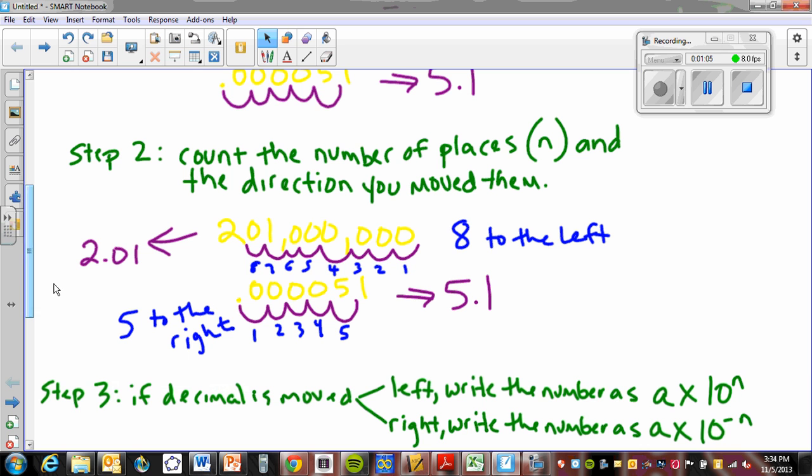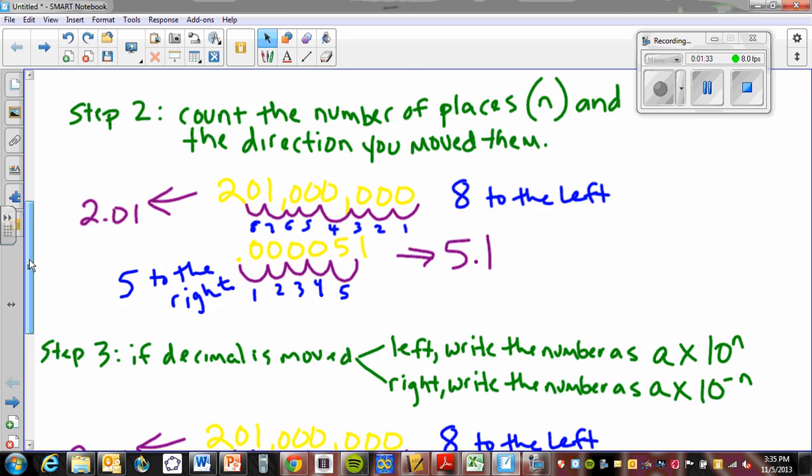Step 2, we count the number of places we moved our decimal, and we note which direction we moved. In this case, we moved 1, 2, 3, 4, 5, 6, 7, 8 to the left. And on this one, the decimal, 1, 2, 3, 4, 5 to the right. So now we got our number between 1 and 10, and how many times we moved it, and which direction.